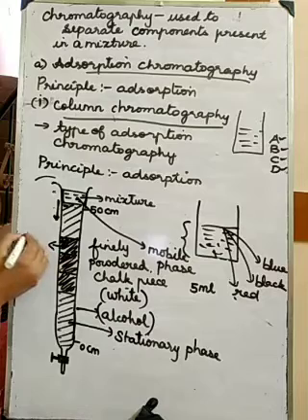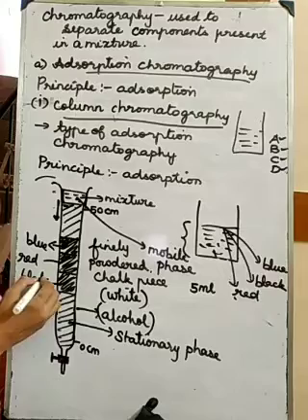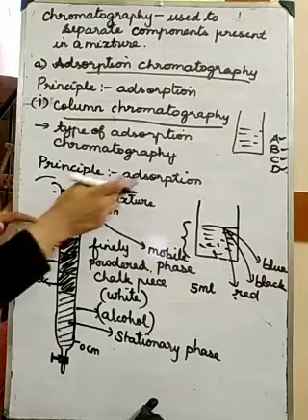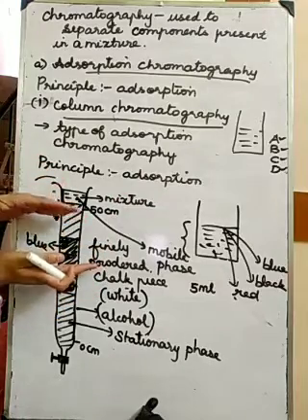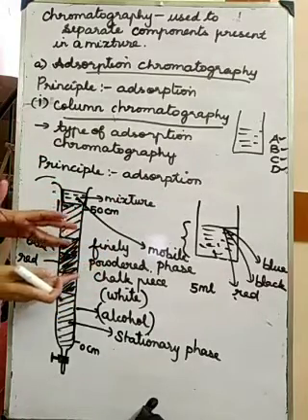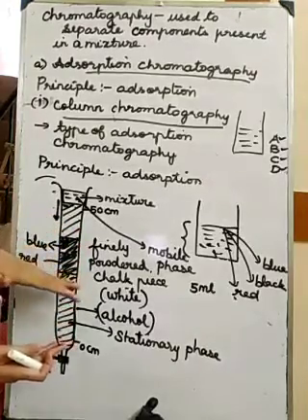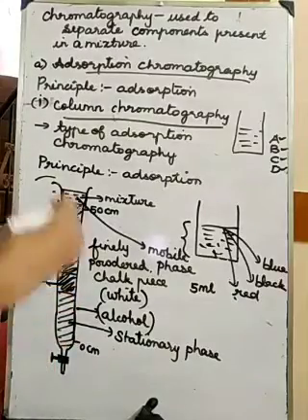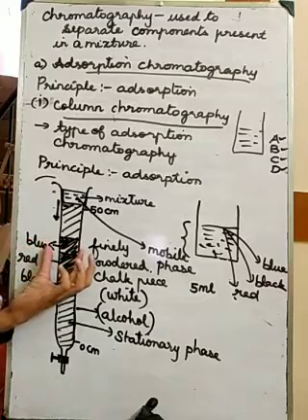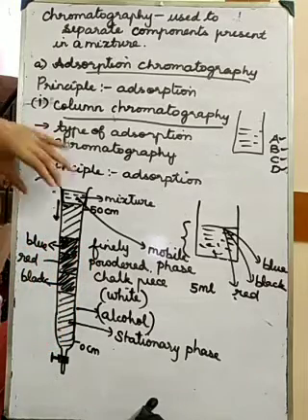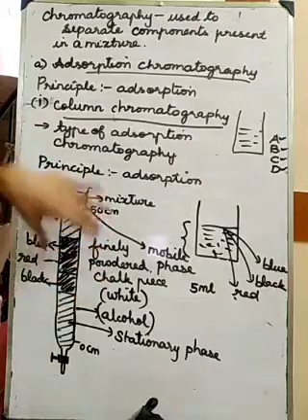Suppose here it is blue color, here it is red color, and here it is black color. The blue color is getting adsorbed first. Adsorbed means it is getting attracted or attached first itself. The red color gets attached a little later, and the black color gets adsorbed a little later still. So each color has a different adsorption level, and because of the different adsorption levels, the different colors will be separated here.